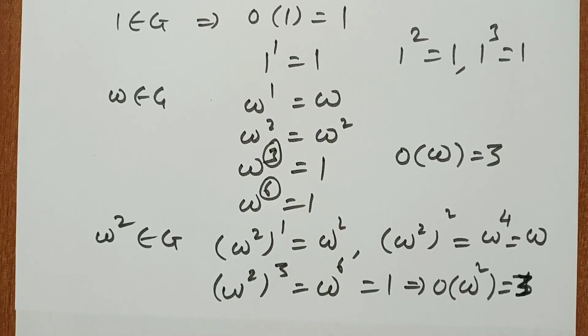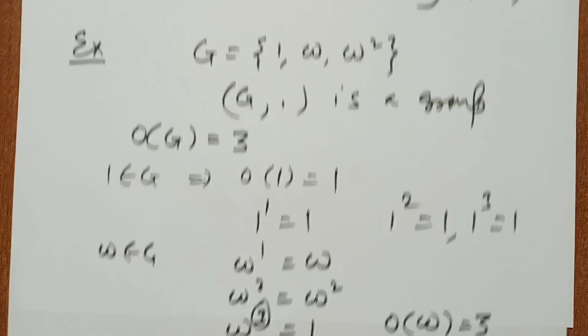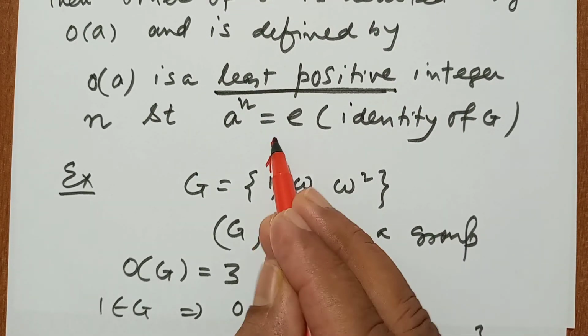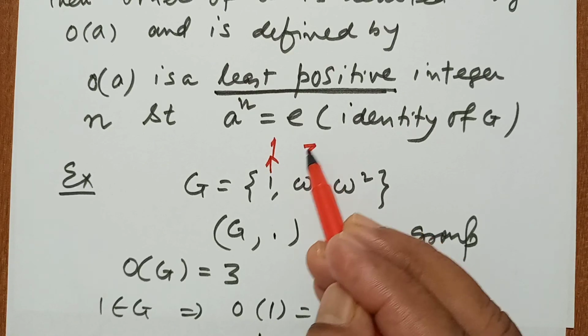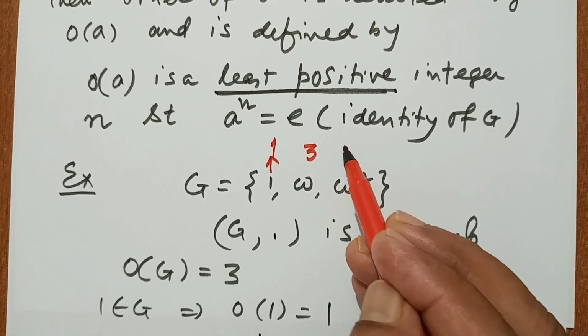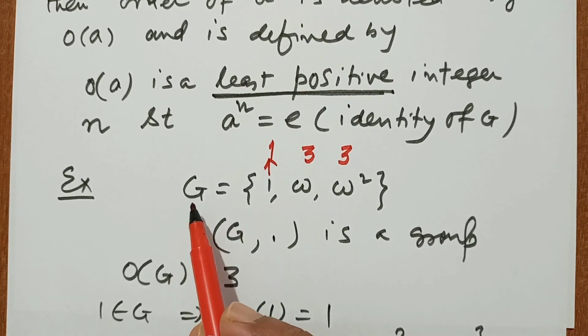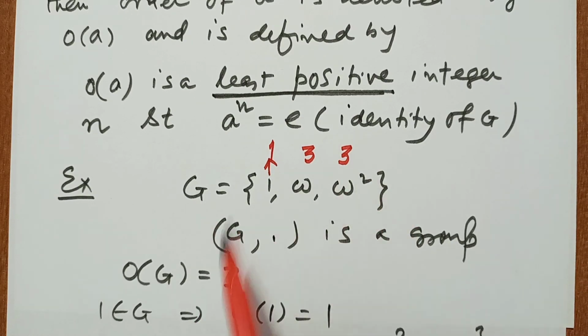You see there are so many interesting properties. Here we have 3 elements: 1, omega, omega square. The order of 1 is 1. The order of omega is 3. The order of omega square is 3. So many properties arise: the order of G is 3, and the order of each element you have calculated.